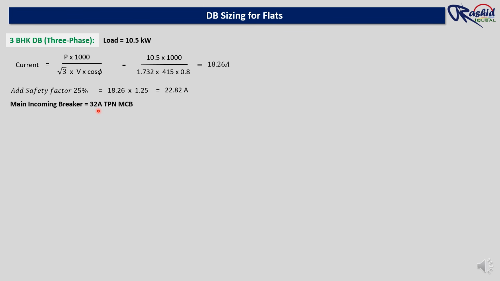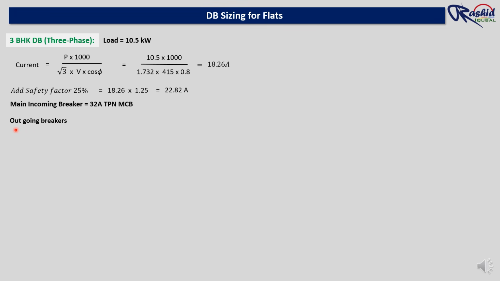You can also choose a 25 ampere MCB if it is available in your market. In my case, I am using a 32 ampere MCB. However, this small difference in MCB rating will not significantly impact the overall selection of the system. Now for outgoing MCB, we can select based on appliance load. I am not calculating the load for each outgoing circuit because this video will be so long.